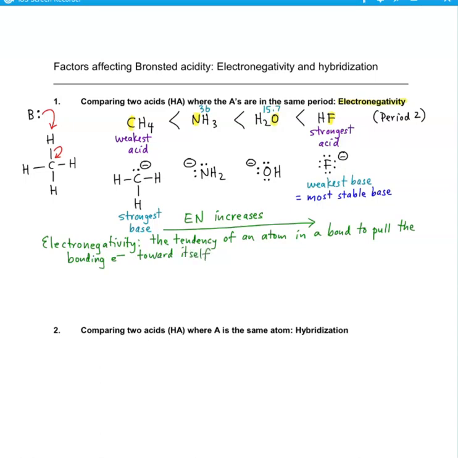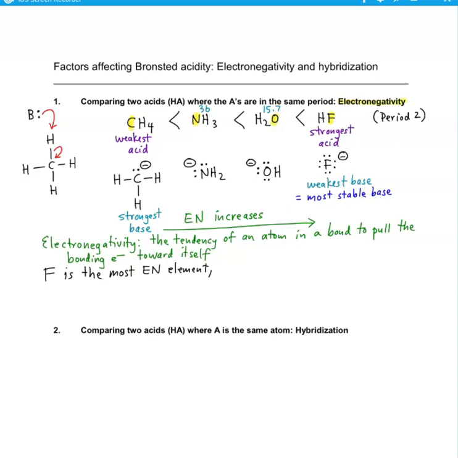So that's the formal definition. But in practice, we can use electronegativity in a broader sense and just think of it as the tendency of an atom to pull any electrons, whether they're bonding electrons or not, toward itself. Of the four elements here, you'll recall that fluorine is the most electronegative. Hopefully you remember that because fluorine is the most electronegative element of all of the elements. So certainly it's going to be the most electronegative element in this set.